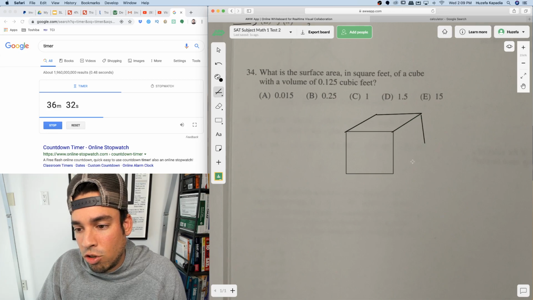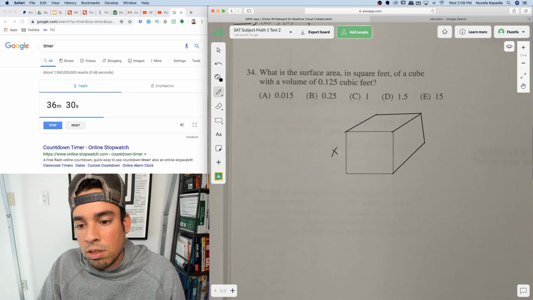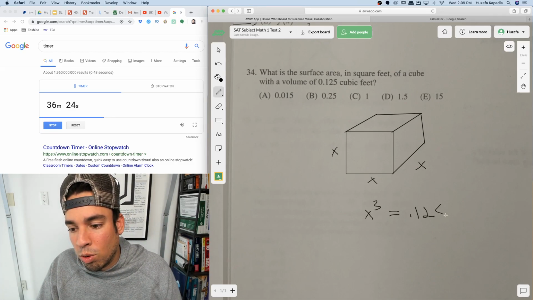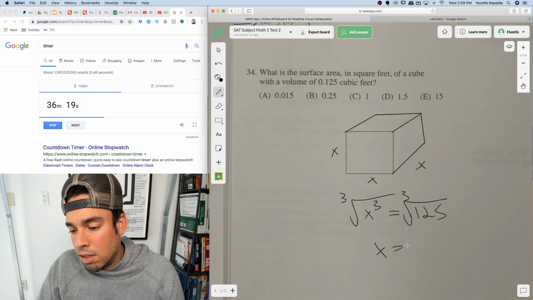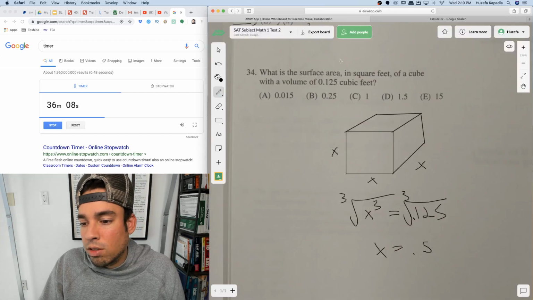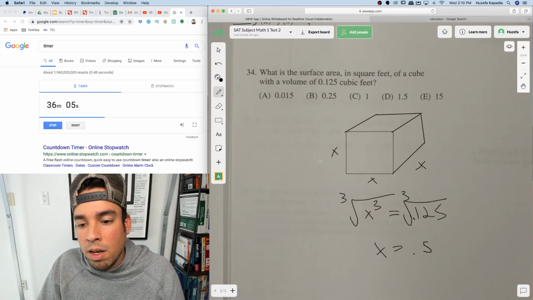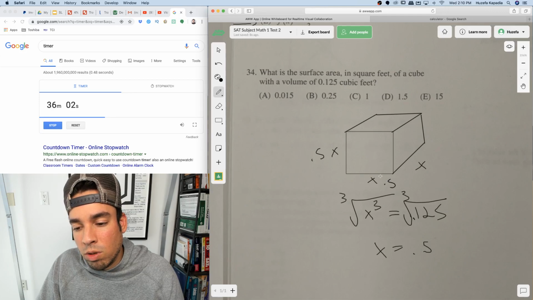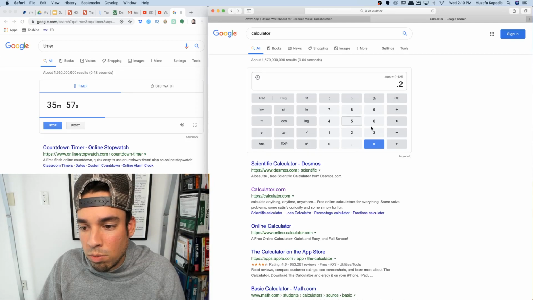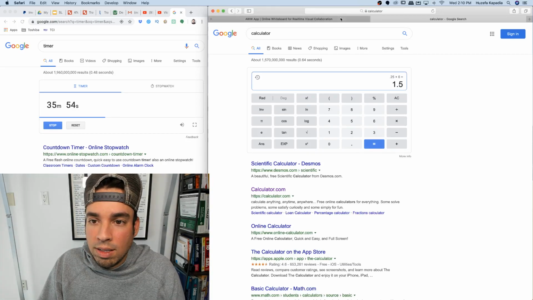What is the surface area in square of a cube with volume of... So again, if it's a cube, all the sides are equal, right? So they're all x. So x cubed equals 0.125. So we take the cubic root of that, and then x equals... I think it's 0.5. 0.125, yeah. So it's 0.5, and then what's the surface area? So if this is 0.5, this is 0.5, we take the area of one side. 0.5 times 0.5 is 0.25, and there's 6 of those sides. So 0.25 times 6 is 1.5, I believe.